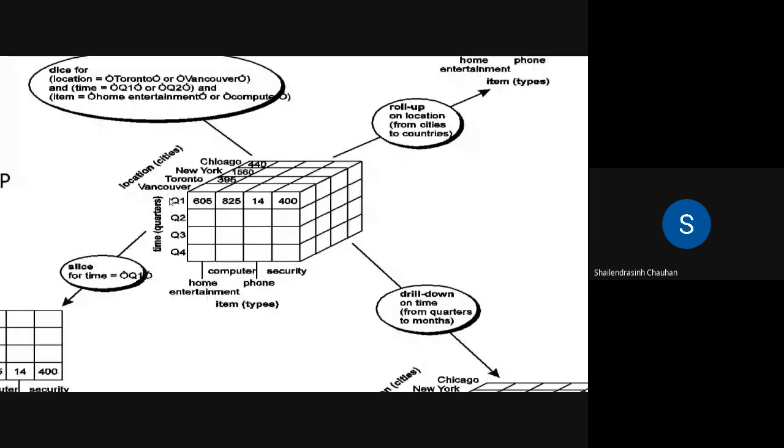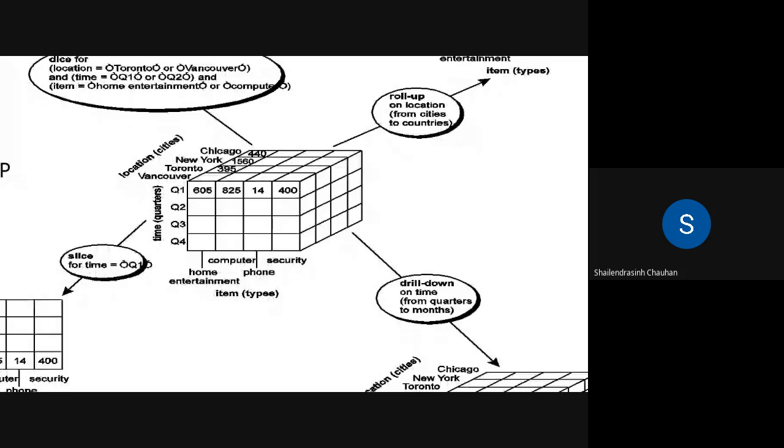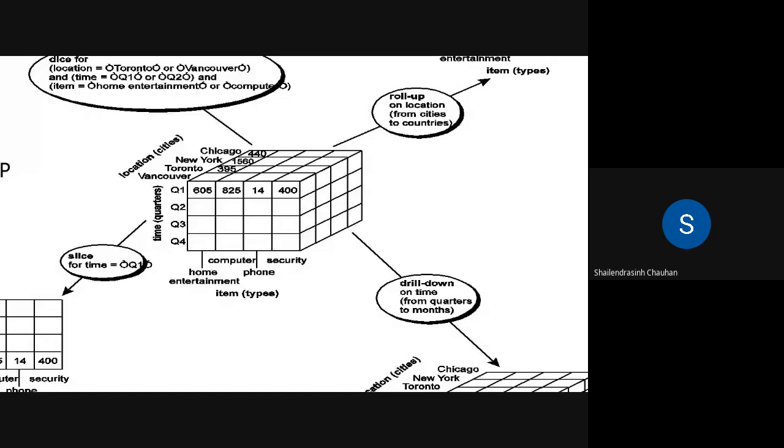Before that, first of all, this cube. What is this cube? In this cube, you are having 3 dimensions: time, which is in quarters; item, which is with respect to different types of items like home entertainment, computer, phone, security; and the other dimension, location, that is with respect to different cities. Now, counts are also there, like 605, 825, 14, 400.